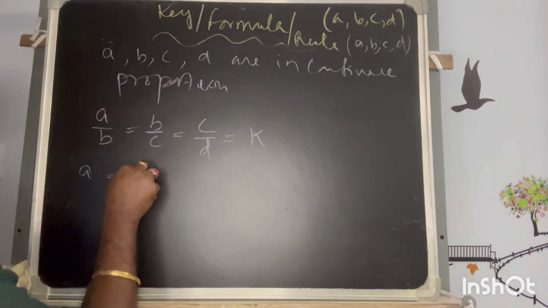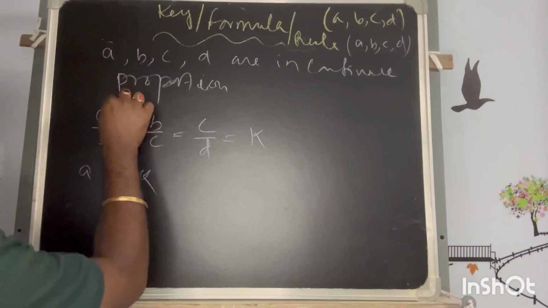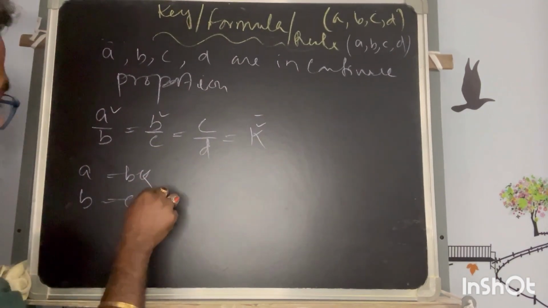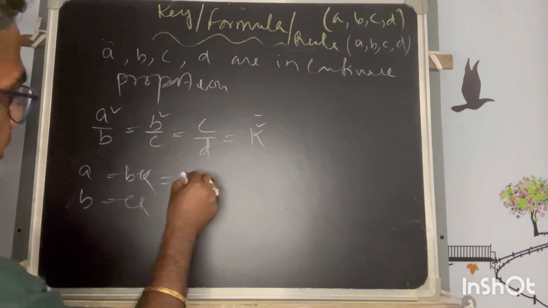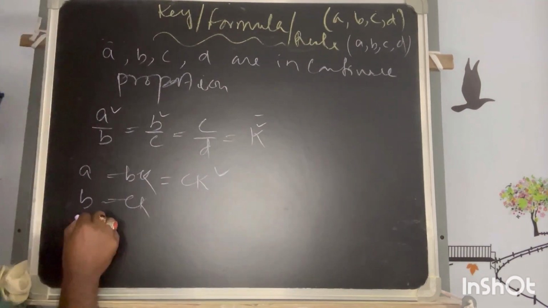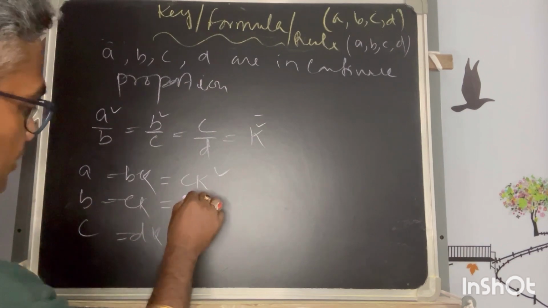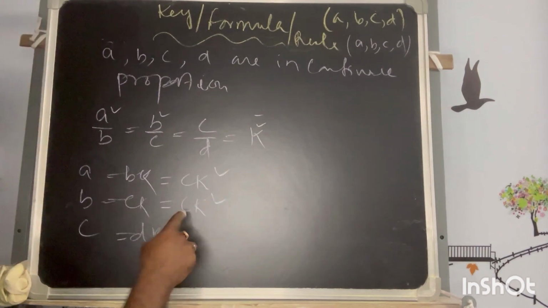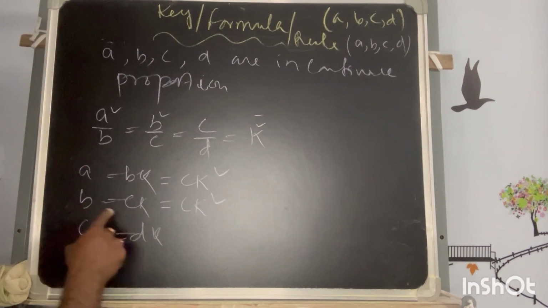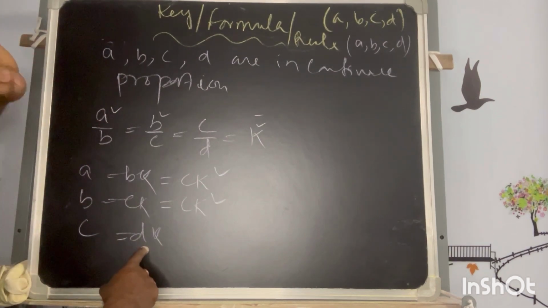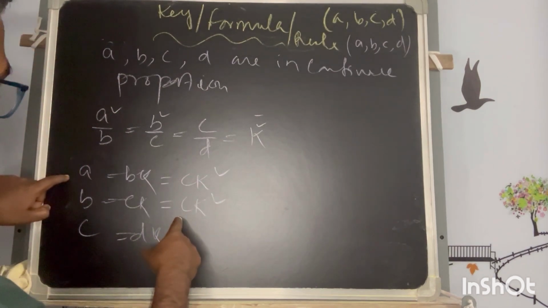Okay, now what else? A can be written as bk. If I equalize this to this, b is equal to ck. So now b is equal to, we can put it here, ck square. Now c is equal to dk. Now what else? c and b, ultimately it is c is equal to dk.